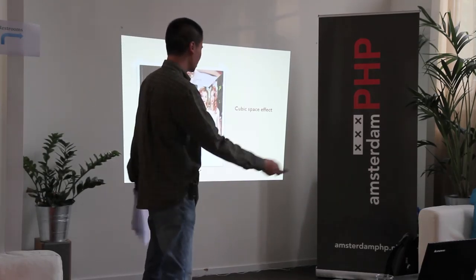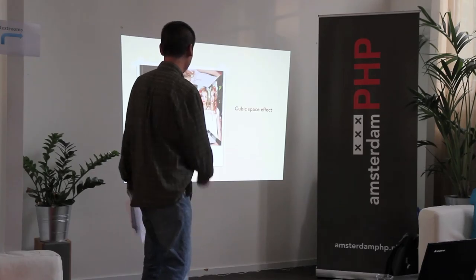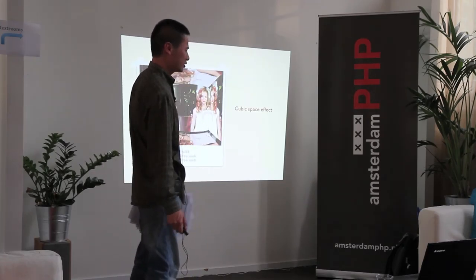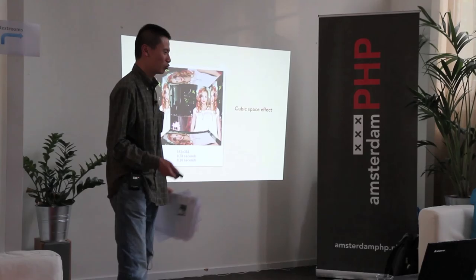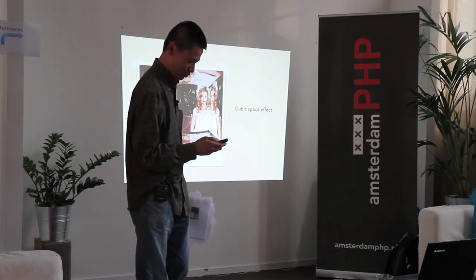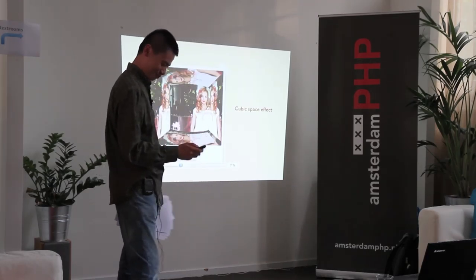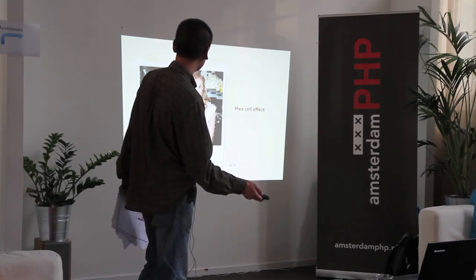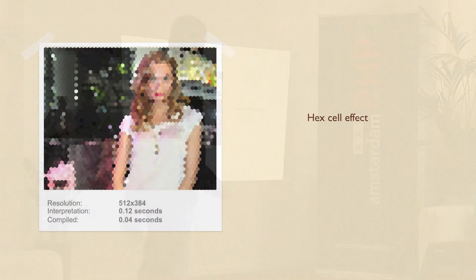But in QB, it does not run that fast. If you look at the time here, it's because I'm not utilizing multiple cores. I'm only using a single core, so I'm not as good as Pixel Bender on the client side, but that might change in the future. And here's a hexagon effect.